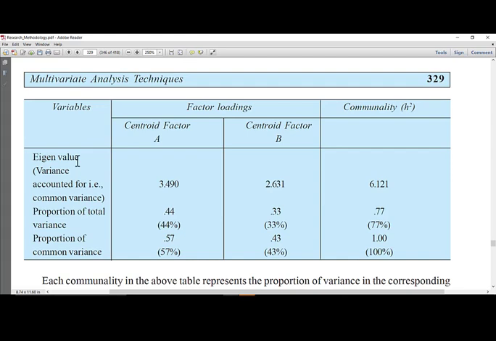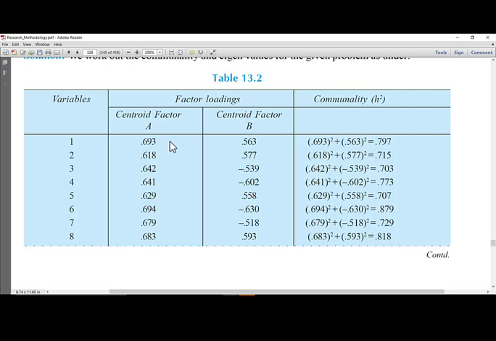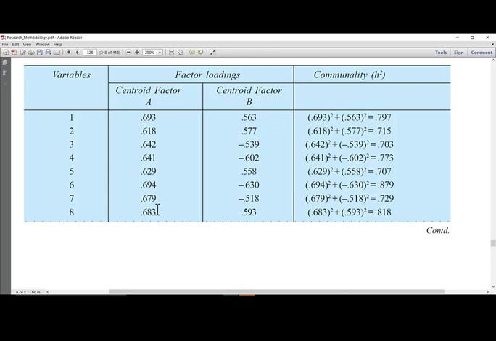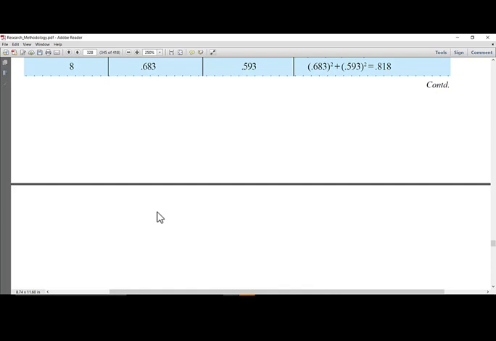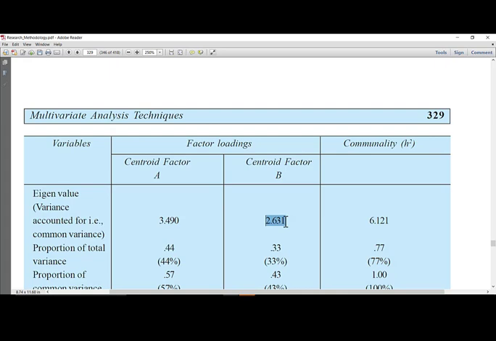Now, what is this eigenvalue? Eigenvalue is the variance accounted for, that is the common variance. This is 3.490 for centroid factor A. And how is this 3.490 calculated? It is given in the steps of the procedure. You can square the loadings: 0.693 square plus 0.618 square plus 0.642 square plus 0.641 square plus 0.629 square plus 0.694 square plus 0.679 square plus 0.683 square, and that value is equal to 3.490. Similarly, for this column, if you take the squared values and sum up, that gives you 2.631. So the eigenvalue for centroid factor A is 3.490, and the eigenvalue for centroid factor B is 2.631.